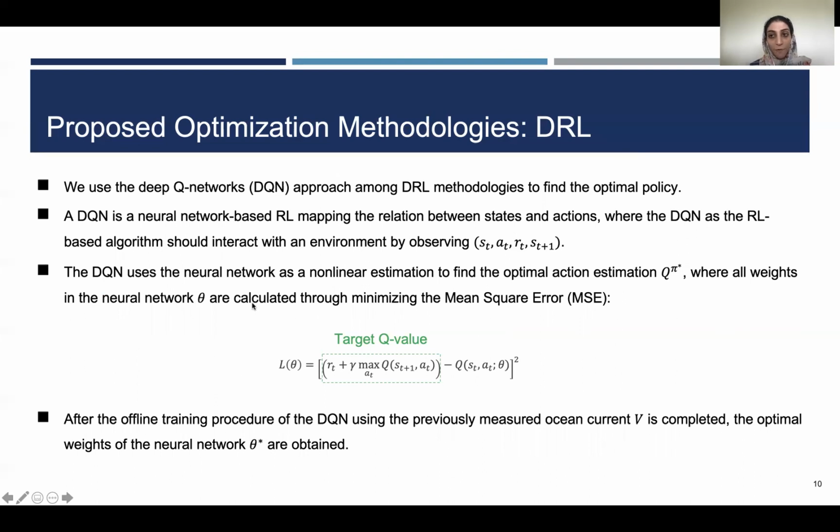And to find the weights for the neural network, we should solve the minimizing of the mean square error, which is defined in this relation. We have the target Q value, which is defined based on Bellman's equation, and we should find the values of theta for defining our neural network. Okay, specifically in our problem, we train our Deep Q network based on offline training using the recorded velocity, and then we use the optimal weights for the neural network and apply this in the real-time application.